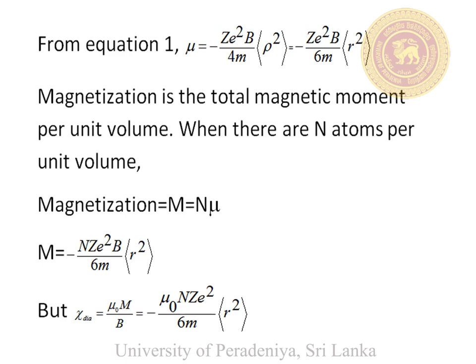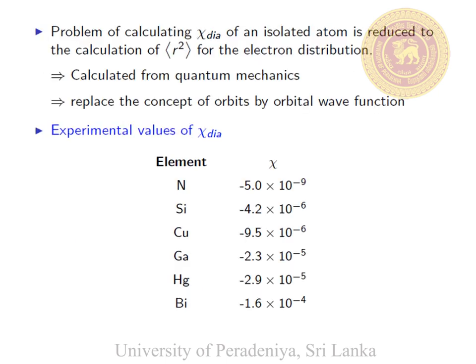Then we can write equation number 1 in terms of r squared. So mu is equal to minus Z E squared B over 6m times r squared. The magnetization is equal to n times mu when there are n atoms per unit volume. Then finally we can prove an equation for the susceptibility. Chi is equal to minus mu naught n Z E squared times r squared over 6m. Because the calculation of the average value of r squared is complicated, it is difficult to calculate the susceptibility of diamagnetic materials.